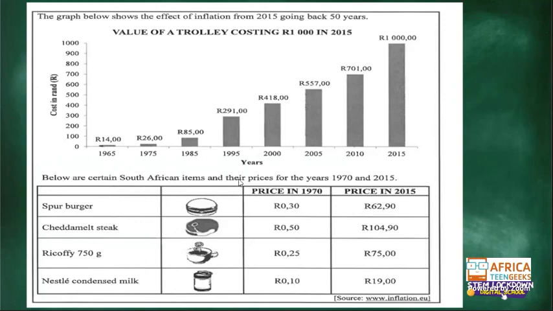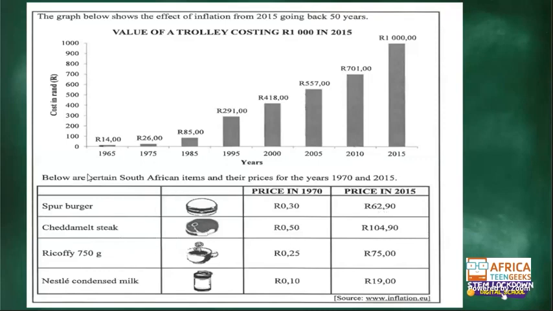We'll assume here it's these ones listed here. Below are certain South African items and their prices for the years 1970 and 2015. So let's assume for the graph we've got bread, milk, rice. Let's just say we've got those three. In 1965, all those three would cost you 14 rands. In 2000, they would cost you about 418 rands. But in 2015, they cost about 1,000 rand. So we can only assume how much it would cost now in 2020, the same items in one trolley. That's what we refer to when we're talking about inflation. It's still the same items, but the price of those items keeps increasing. And because of the increase in price, there's an increase in inflation rate. And that's what is happening here.